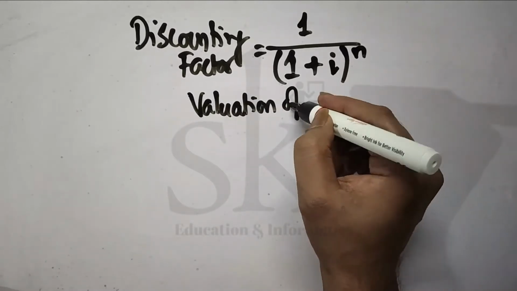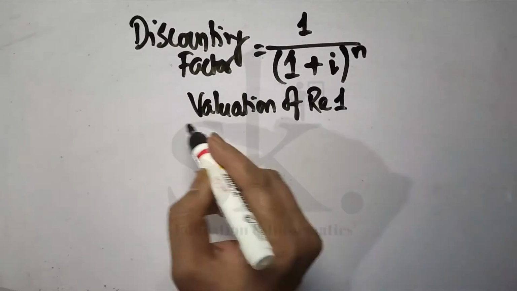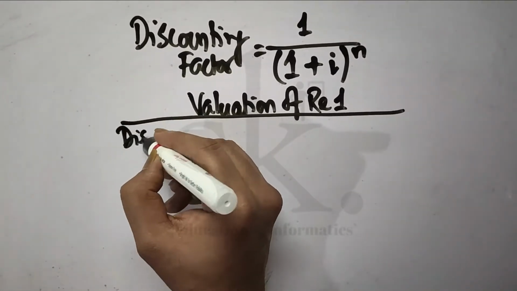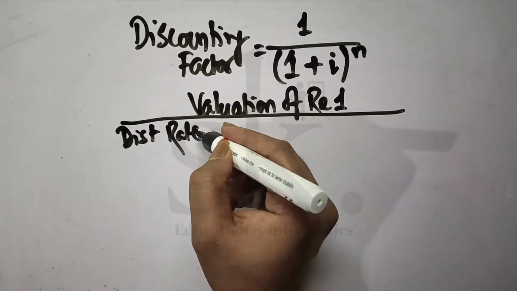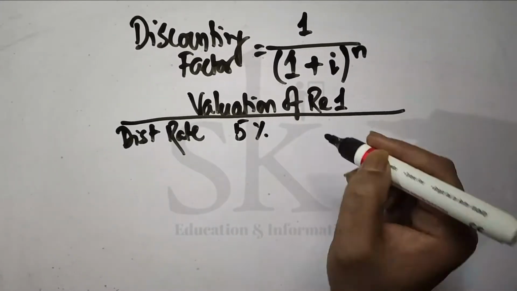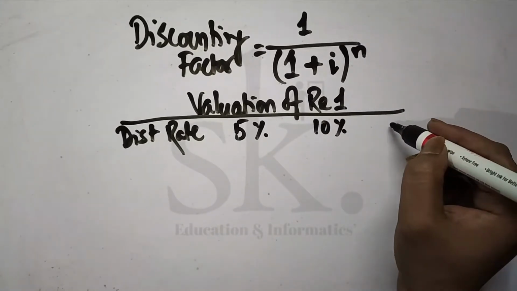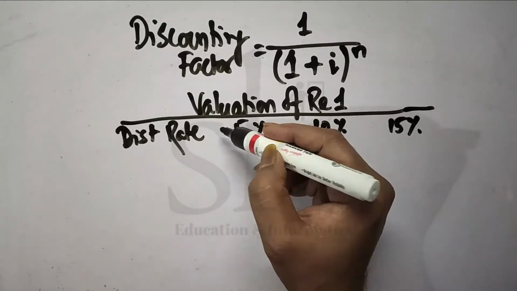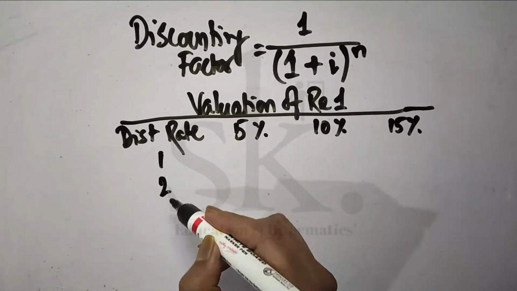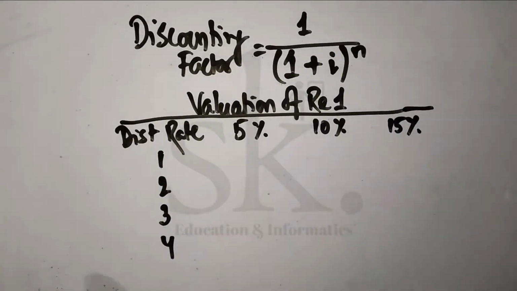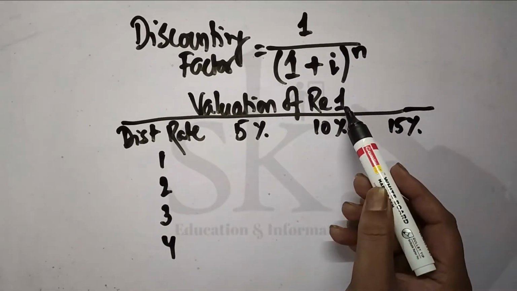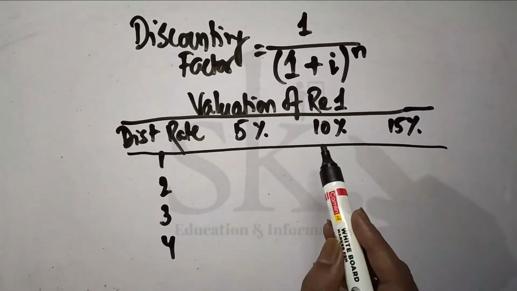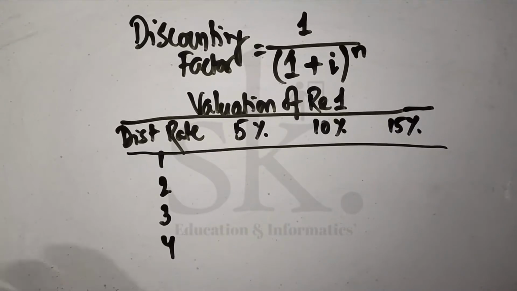Now let's take an example, like the valuation of rupee 1. For the valuation of rupee 1, let's take the discounting rate, that means I'm talking of i, to be 5%, 10%, and say 15%, just as an example. And let us find out, for the first year, second year, third year, fourth year, what will be the value of rupee 1 if the discounting rate is 5%, 10%, and 15%.